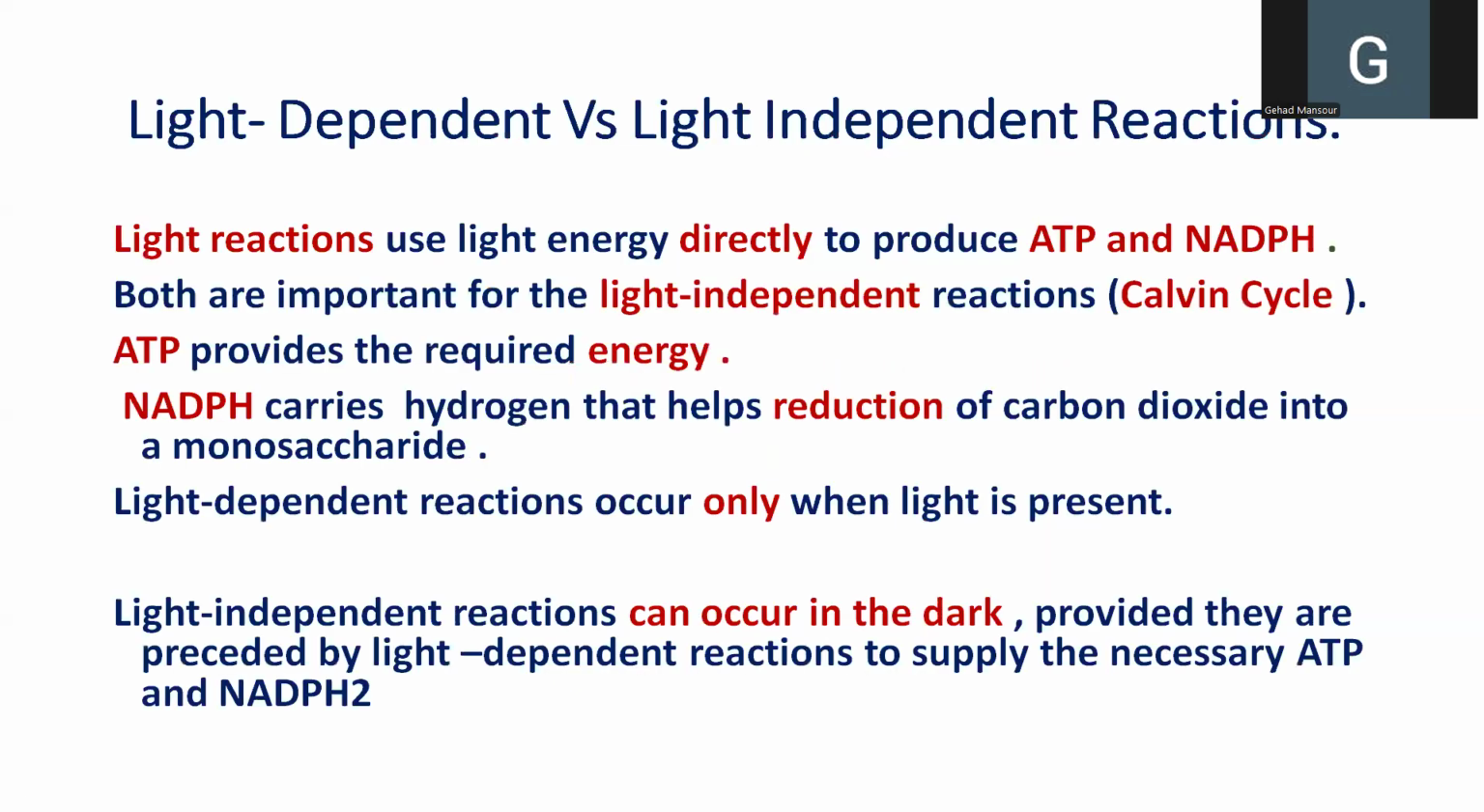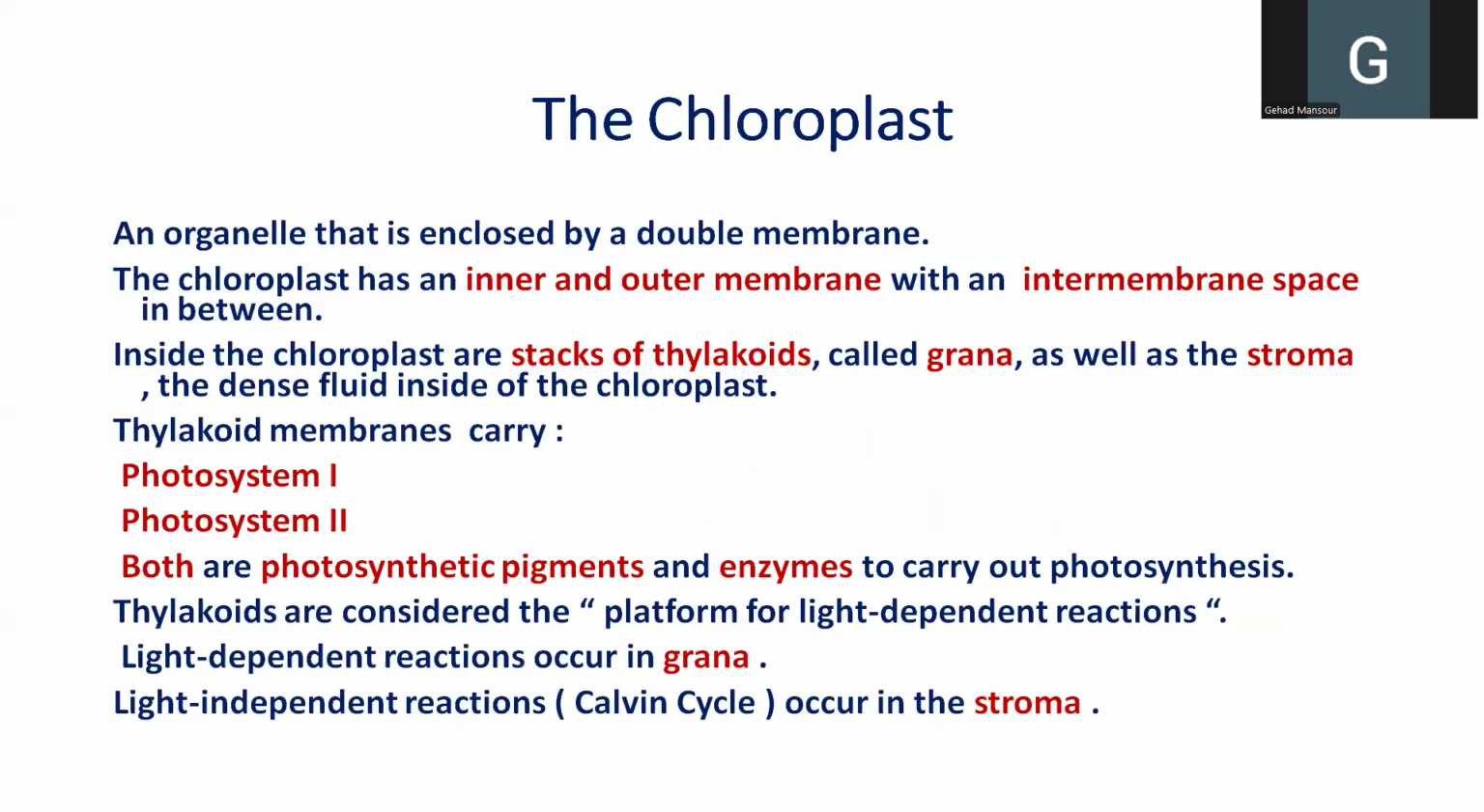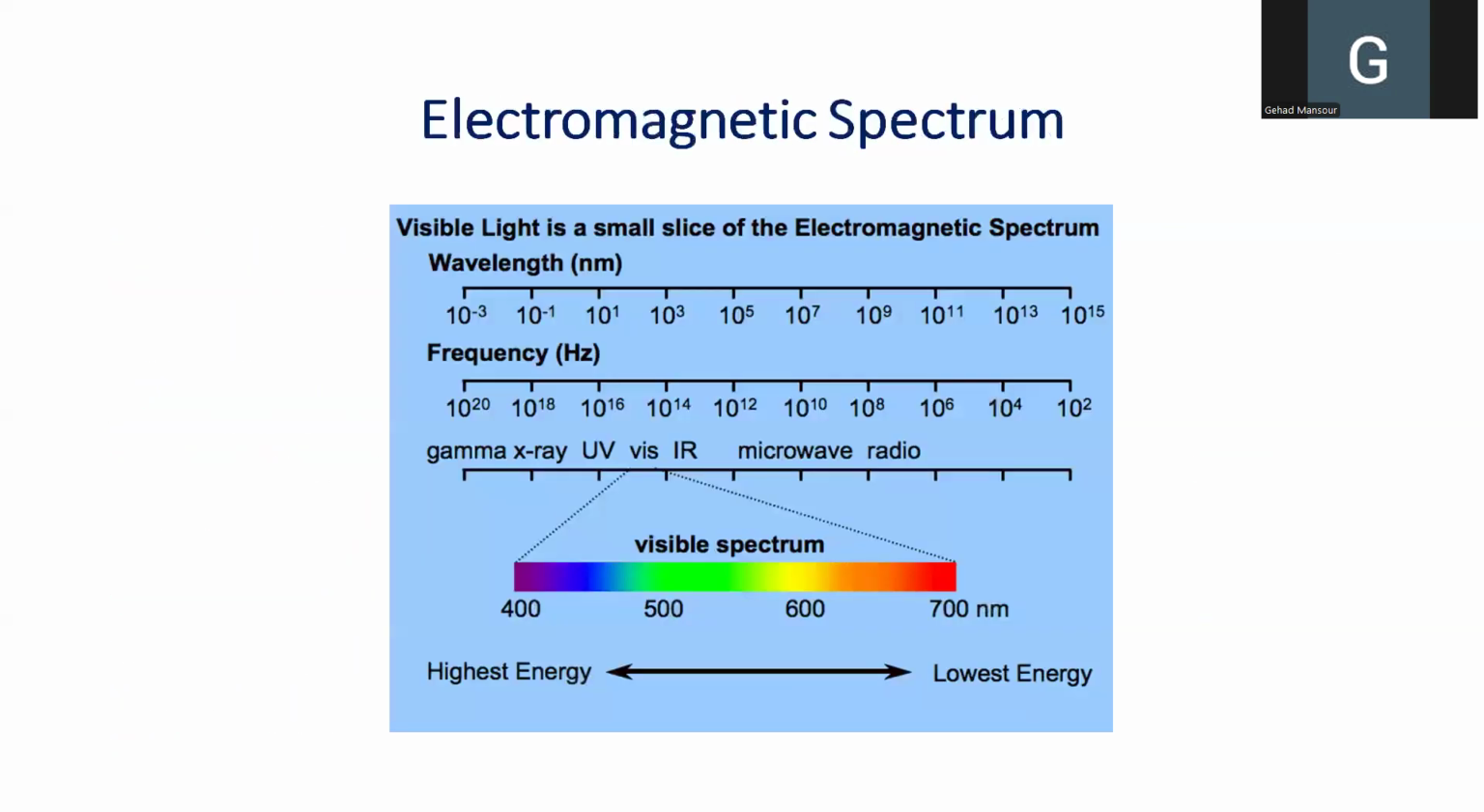We also talked about the photosystems, and we said that the thylakoid membranes carry two types of photosystems. So we have photosystem 1 and photosystem 2, and both photosystems are a group of photosynthetic pigments, where the major pigment is of course chlorophyll, in addition to a group of enzymes and electron carriers that are responsible for achieving the light-dependent reactions and obtaining ATP and reduced NADP.